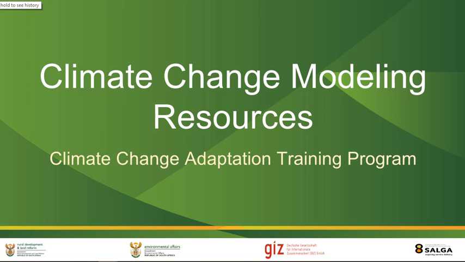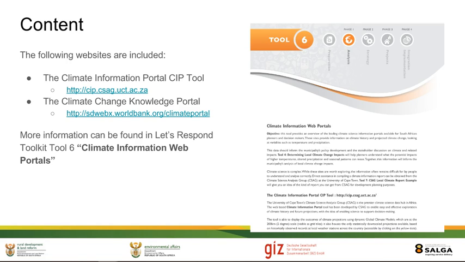This presentation provides an overview of two leading climate science information portals available for South African planners and decision makers. These sites provide information on climate history and projected climate change, looking at climate variables such as temperature and precipitation. The following websites are included in the presentation: the Climate Information Portal or CIP tool, and the Climate Change Knowledge Portal. Additional information on these portals can be found in the Let's Respond Toolkit, tool number 6, which can be downloaded from the Let's Respond Toolkit website.